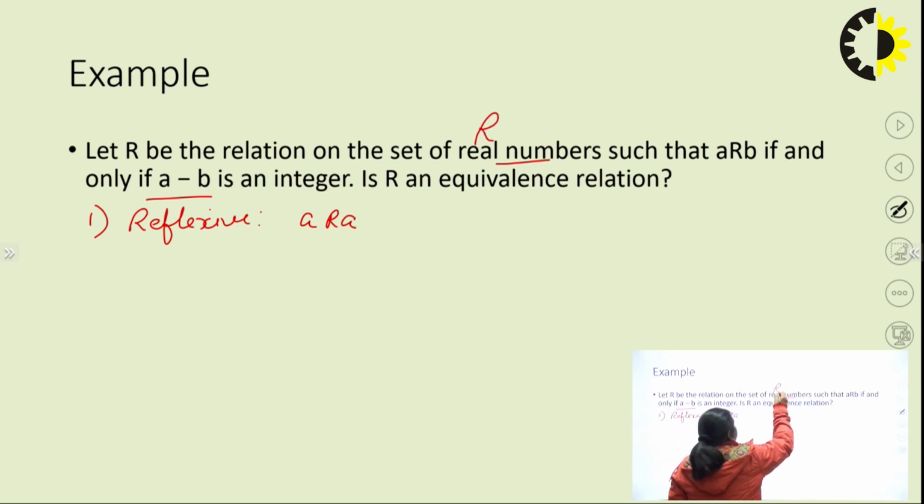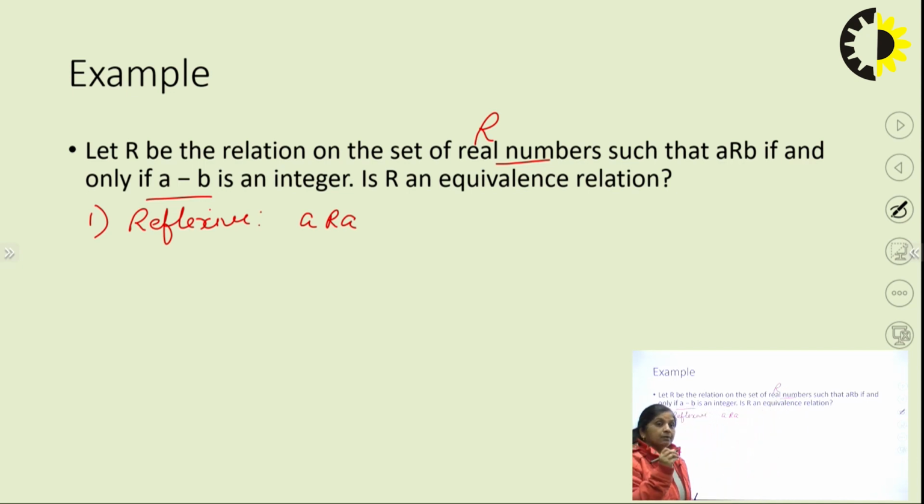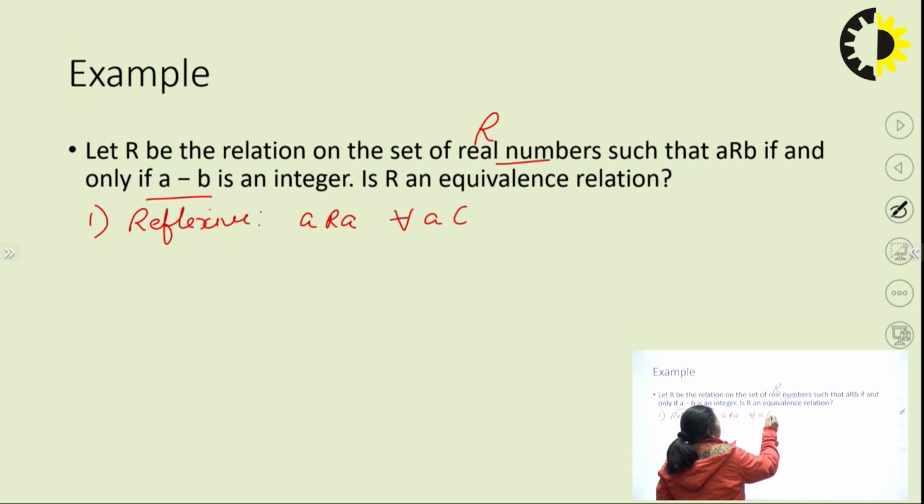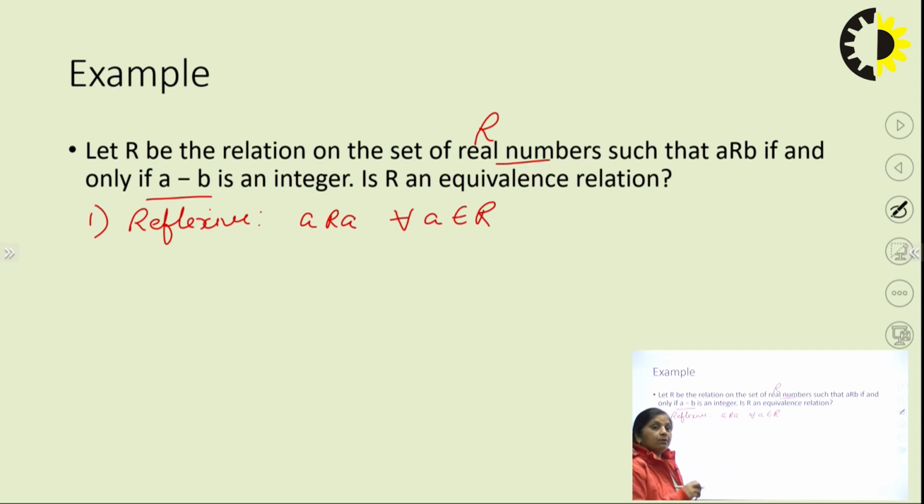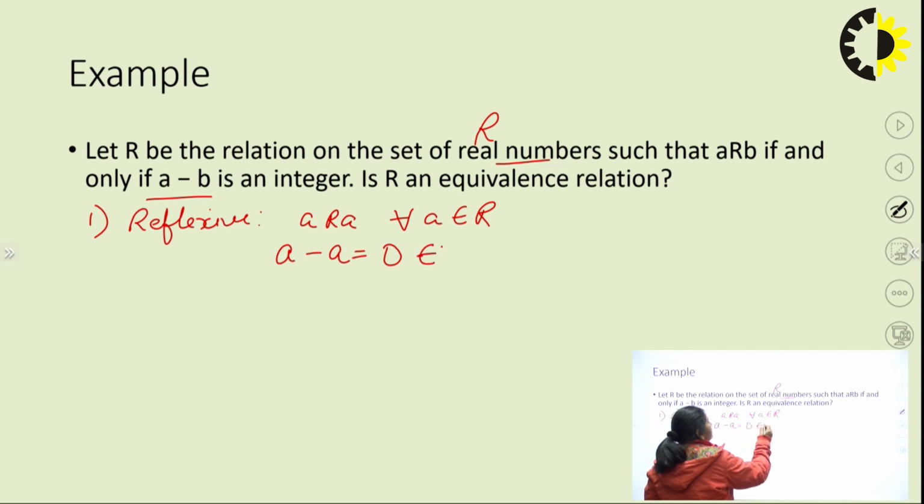As it is the set of real numbers, we are using here the symbol R. R means the set of real numbers. So A related to A for all A belonging to R, this we need to check. Now what is our relation? Our relation is A minus B. So now let us check what A minus A is. Is it an integer or not? If I take a real number and subtract it from itself, what will we get? We will get 0. And 0, we know, is an integer.